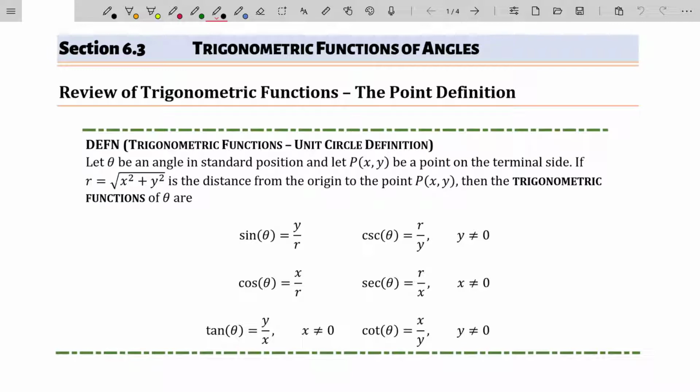Again, trig is so important for calculus that having a shaky background in the subject will lead to abysmal results in calculus. With that said, let's hop into this review of trigonometric functions.